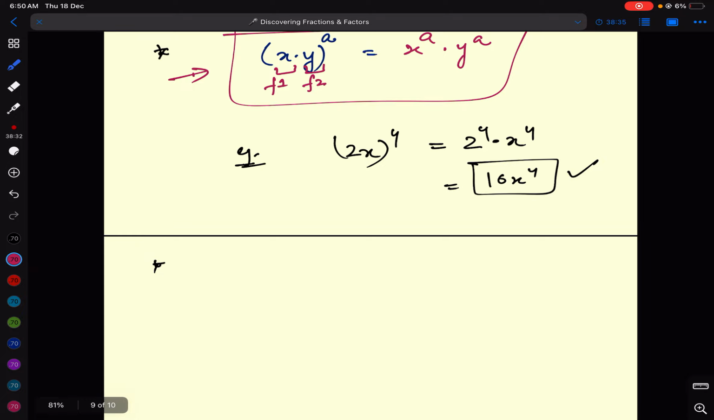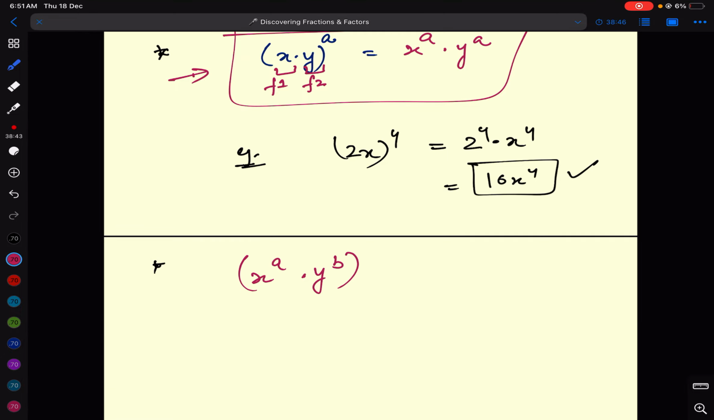So I'll first write the rule, and that will make it more clear, and then we'll take one example based on that. So here, let's say we have something like this: x to the a multiplied with y to the b, and whole raised to z.